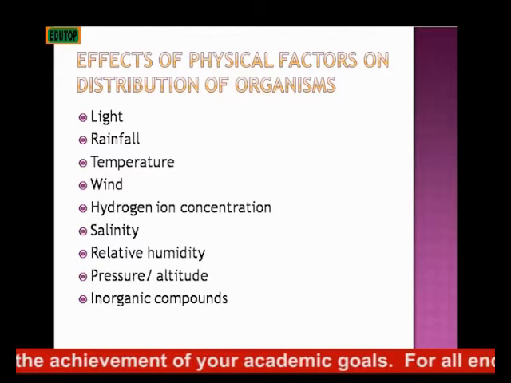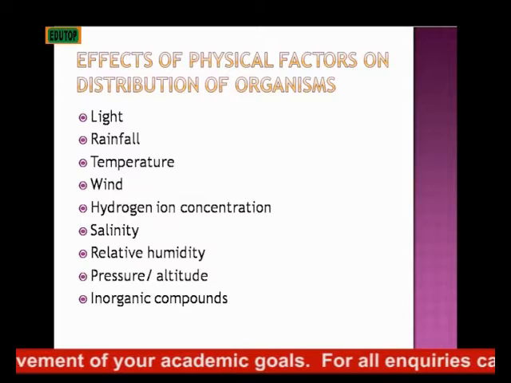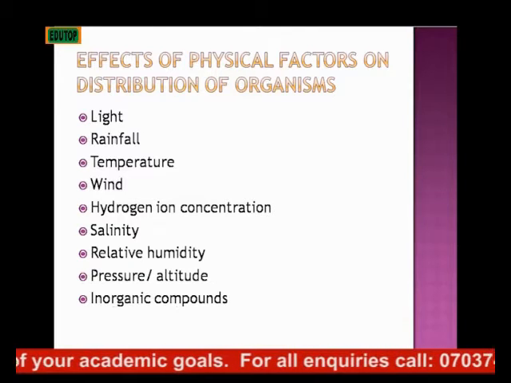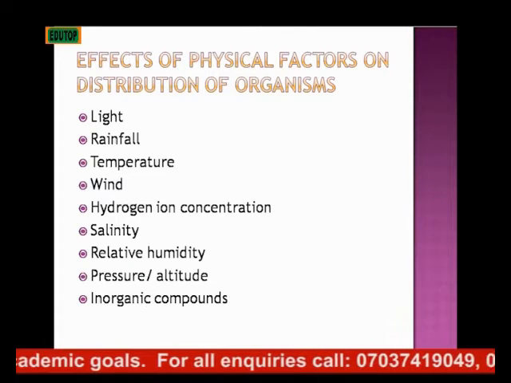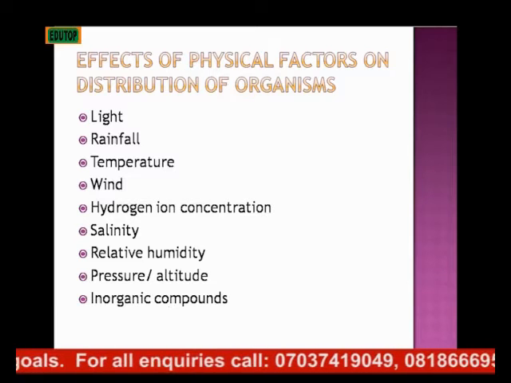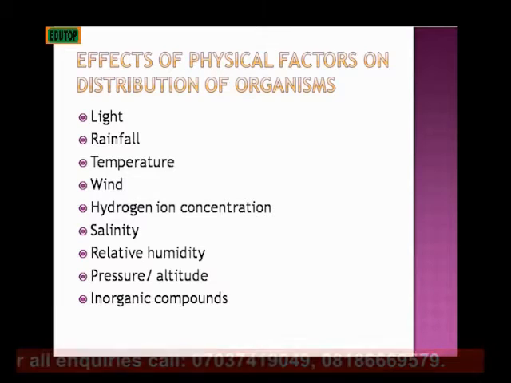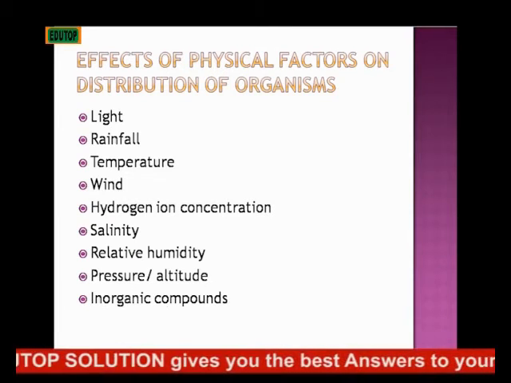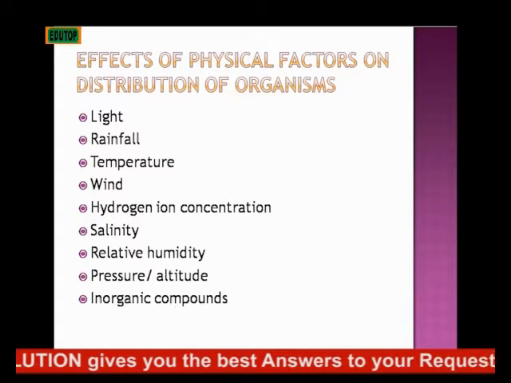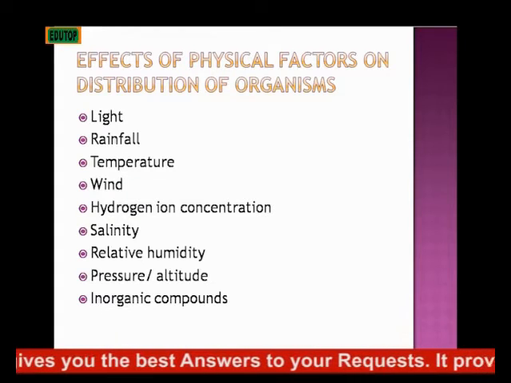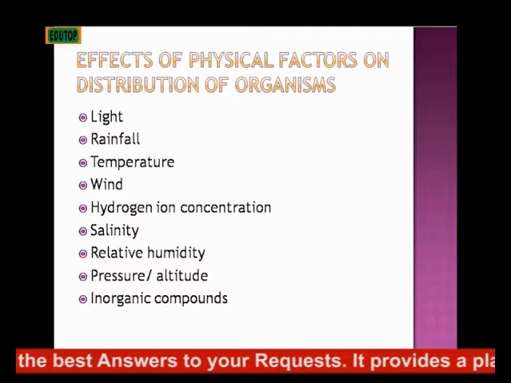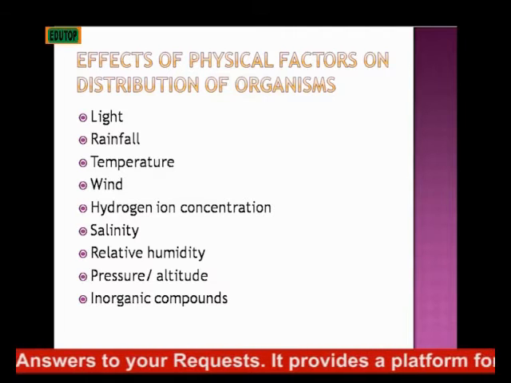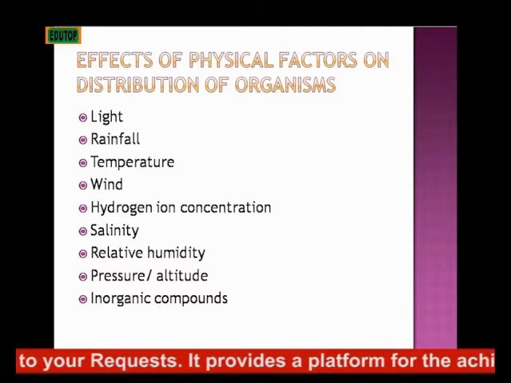Then we have relative humidity. Relative humidity is the amount of water in the atmosphere. So we have some environments being dry, while we have others kind of moist. The amount of water in the atmosphere also affects the kind of organism that you find in a particular environment. The pressure or the altitude of a particular place is also another factor that affects the distribution of organisms.